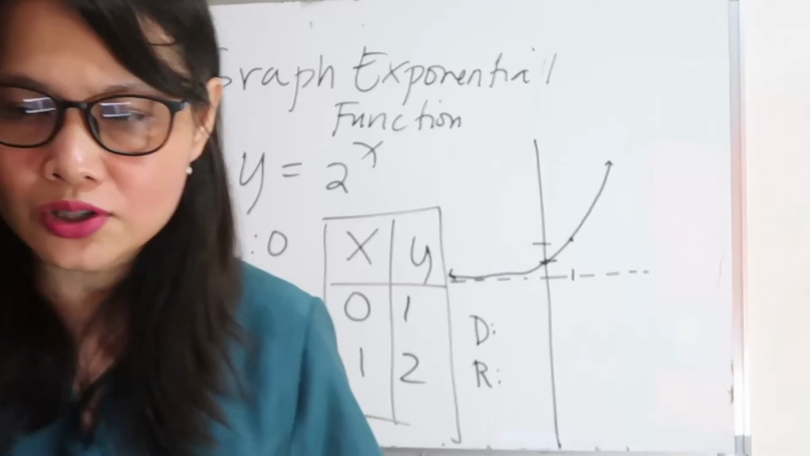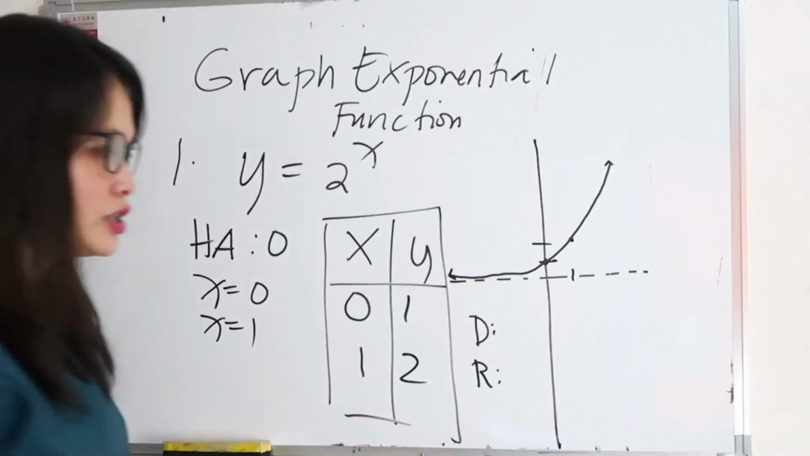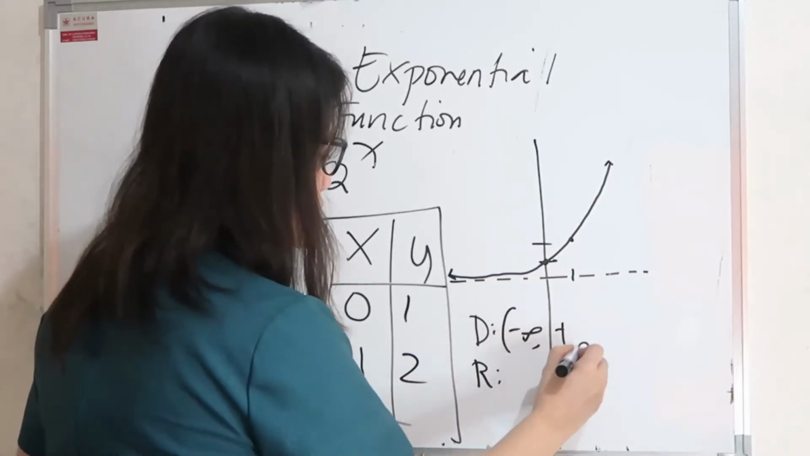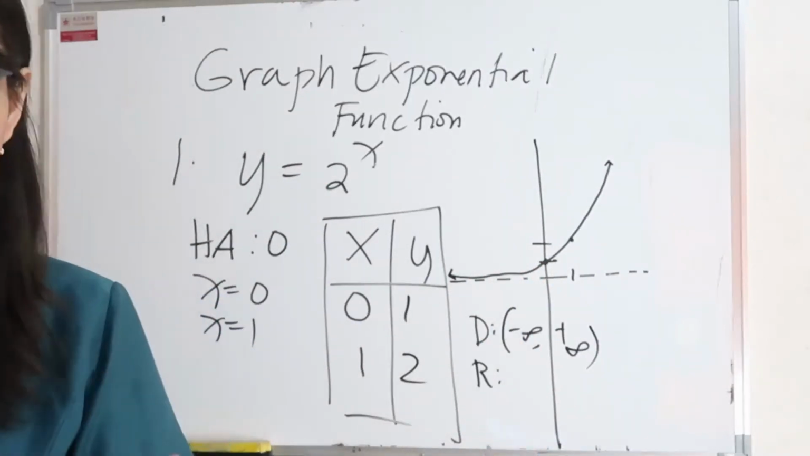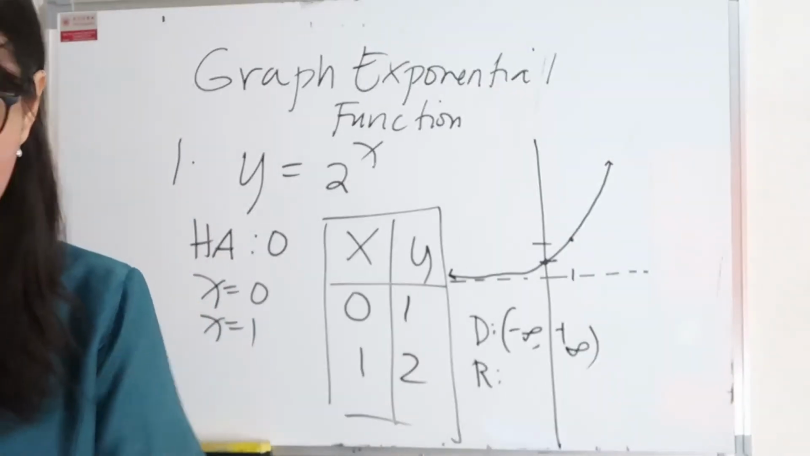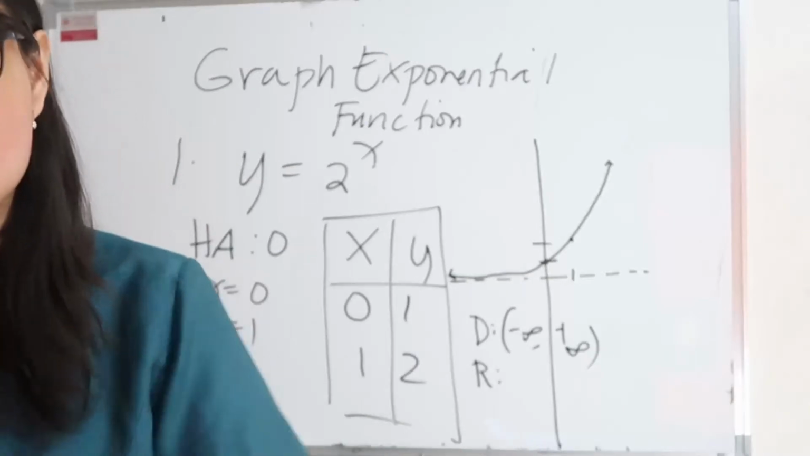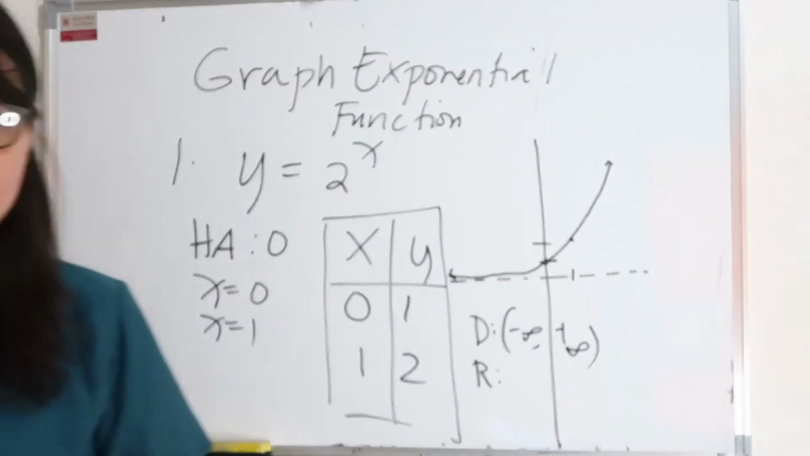Could anything be on the x values? Okay, yes. So therefore, your domain is negative infinity to positive infinity. What about the range based on the graph, pertaining to the y values? What is the minimum y value here based on the graph?